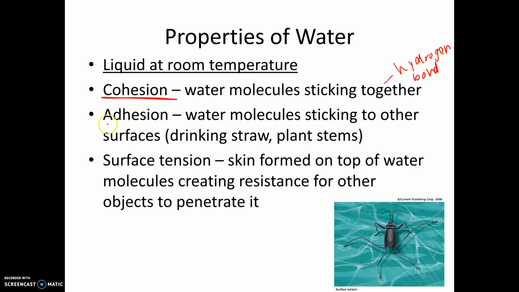We also see adhesion. So this means water can stick to other surfaces like drinking straws. Adhesion's a really important concept when we're talking about plants and how water reaches really, really tall plants. And then we also see this other one called surface tension. So a skin is kind of formed on top of the water, creating resistance from objects from penetrating it.